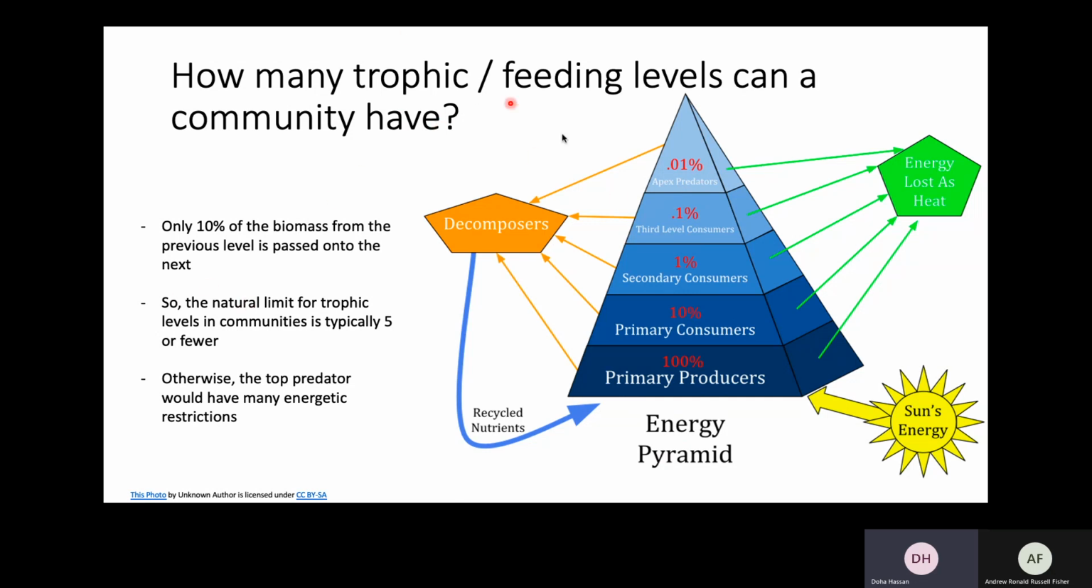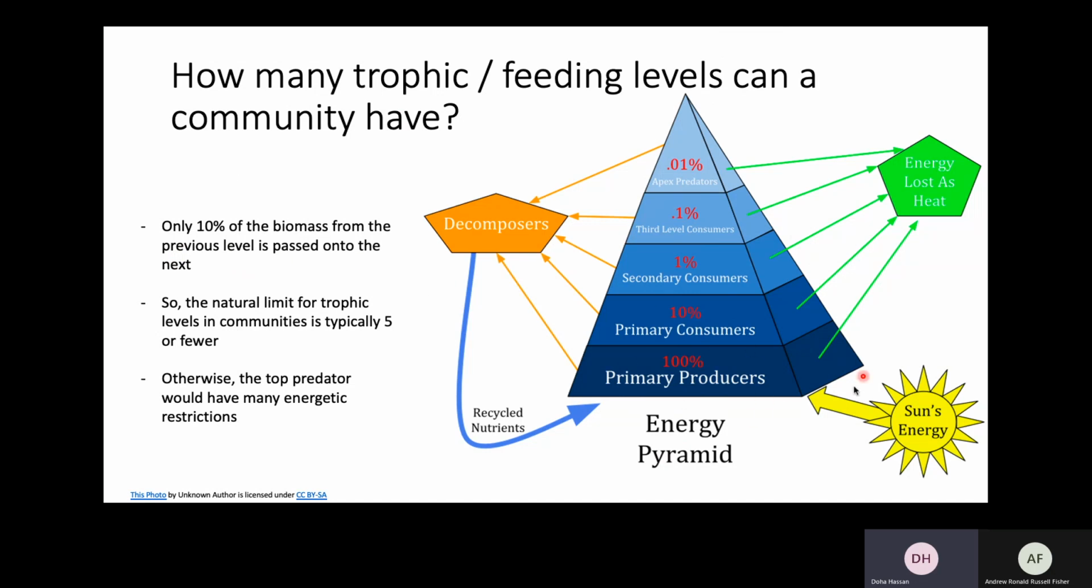So the thing about this is that you can't just keep increasing the number of trophic levels that you have in your food web in a community, because there is a problem with the energy transfer between the trophic levels, and that's what we're going to talk about now. So only 10% of the biomass from the previous level is passed on to the next.